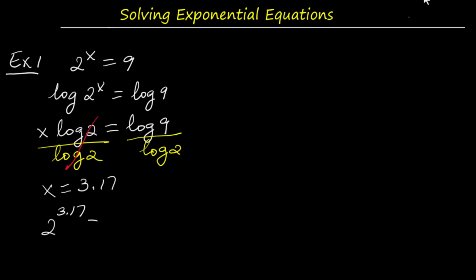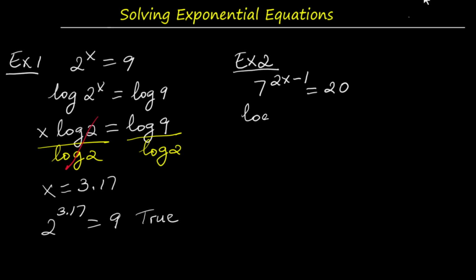Want to verify it? Try 2 to the power of 3.17. It should be close to 9. And it is. Example 2. 7 to the power of the quantity 2x minus 1 equals 20. Now this one is a little trickier because the variable is inside the exponent. But don't worry, we'll use logarithms to bring it down.